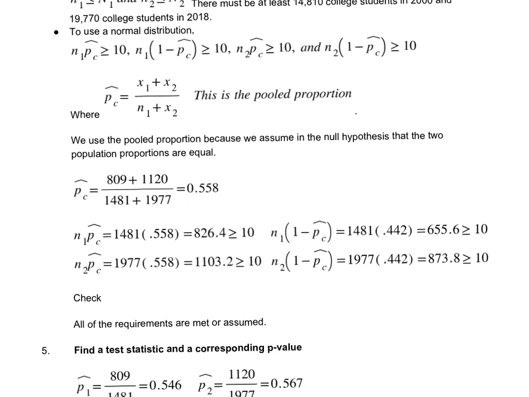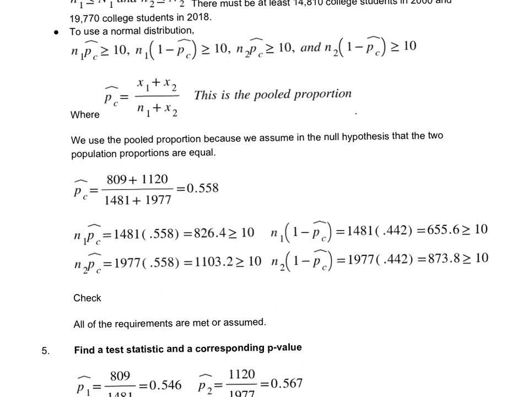Okay. Now, something that's a little different here with the differences in sample proportions versus a single population is that if we assume the null is true, that the two population proportions are equal, and there's no difference between the year 2000 and the year 2018 in terms of the number of college students that were women, we can just put our two samples together. We can pretend they're coming from the same population. So the 809 out of 1481, we'll combine it with the 1120 out of 1977. So we're essentially combining our successes and we're combining our sample sizes.